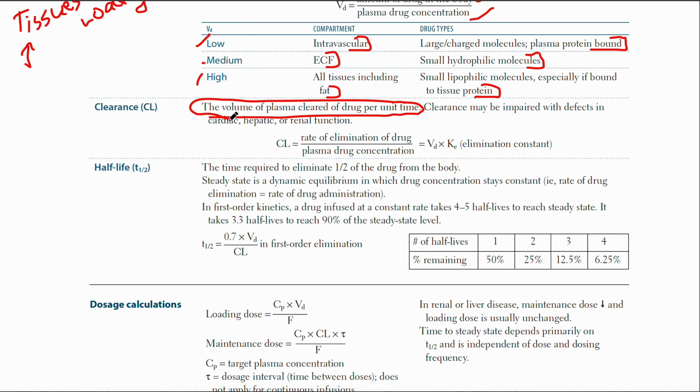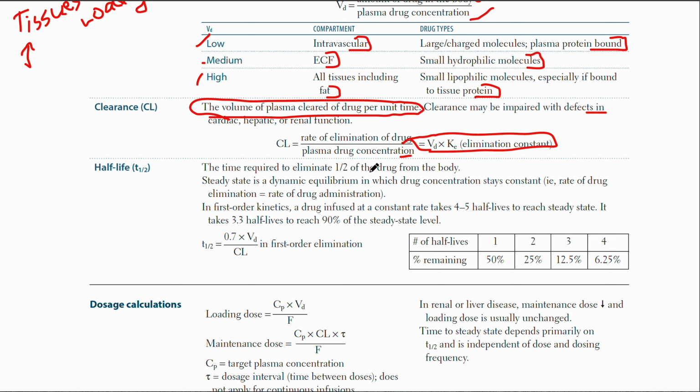Like you have drug in a portion of your blood. Now you don't have that drug in the same person. Simply, that is clearance. So the volume of plasma cleared of drug per unit time is clearance. Clearance may be impaired with defects in cardiac, hepatic, or renal function. Clearance is actually calculated via rate of elimination of drug by plasma drug concentration, that is VD times Ke, that is elimination constant, right?